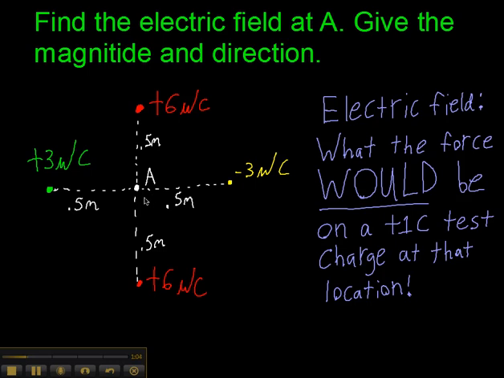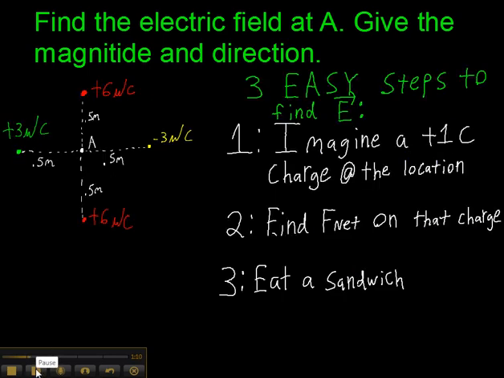So let's do that with the 3 easy steps of finding electric field. So to break it down, anytime you want to find the electric field at a given location, there are 3 easy steps that you've got to do to pull it off. First, imagine a +1 Coulomb charge at that location. So for a moment, we're just going to pretend that there's a +1 Coulomb charge at location A. Second, just find what the net force on that charge would be, and you've got your electric field.